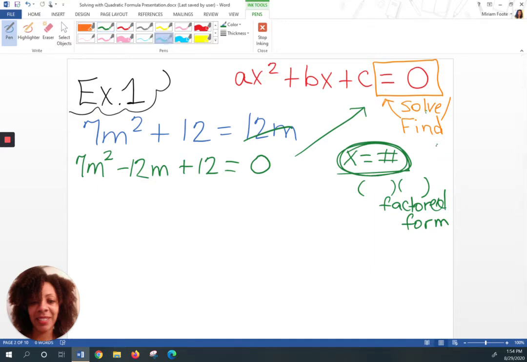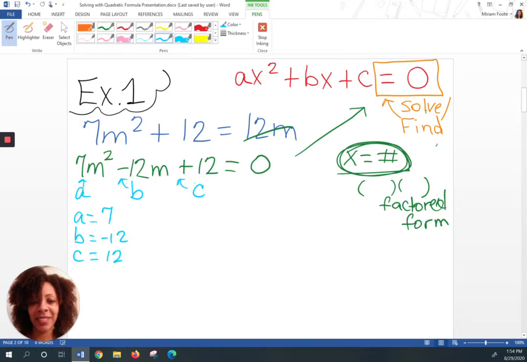So now let's go ahead and identify our a, b, and c. So that's what I would want to do. When I'm doing that, I also want to take into account the sign that's in front of the coefficient or constant. That is part of my a, b, and c. So if you just need to see it the other way that I taught before, a is 7, b is negative 12, and c is positive 12.